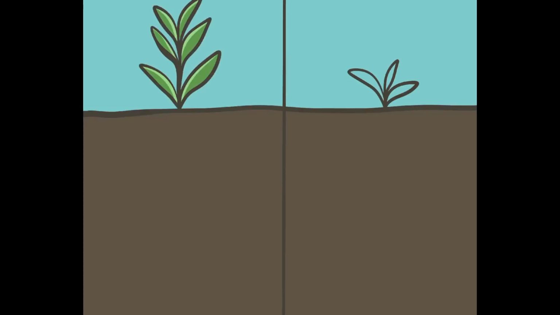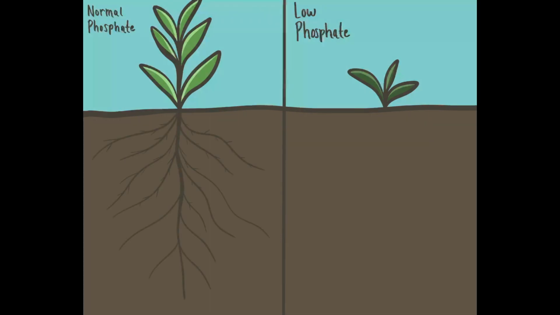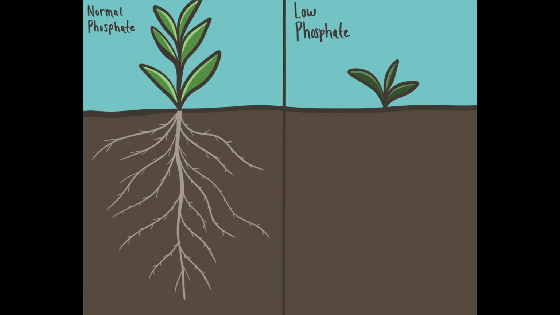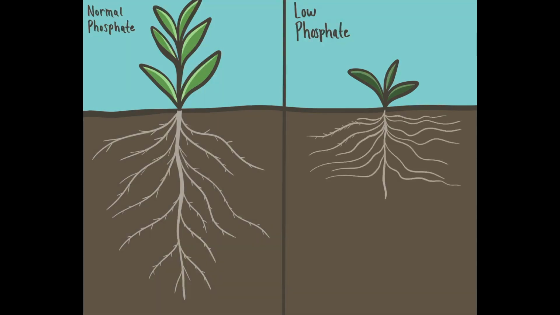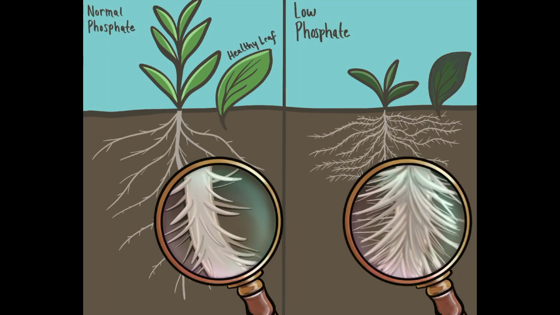One physiological example is that plants can change the way their roots grow throughout the soil. Traditionally, plants will put energy into growing their primary root deep in the soil. When phosphate is low, they will prioritize lateral root density to increase surface area for acquiring phosphate. Another hallmark response is accumulation of anthocyanins, which give the plant leaves a purplish color.